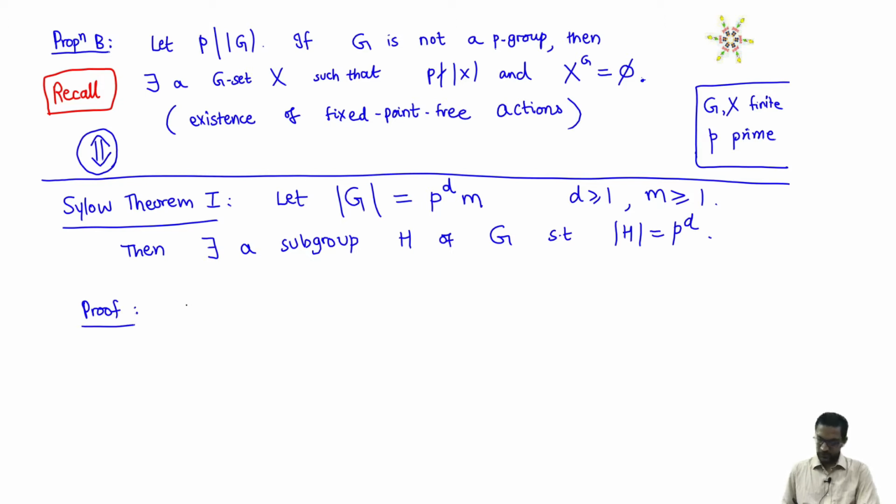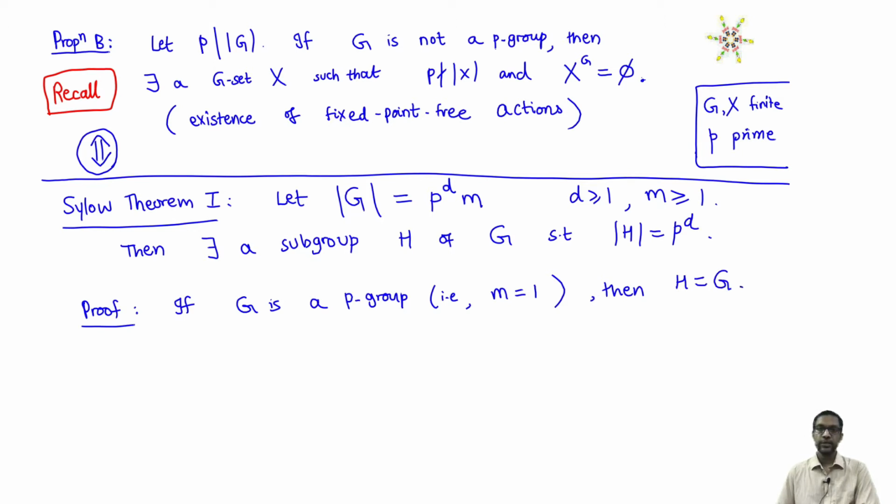First observe that if G is already a p-group, what does that mean? It means that the cardinality of G is already a power of p. In other words, the number m is just 1. Then the assertion is trivial. I just take H to be G itself, and so the proof is done. There's nothing to do.